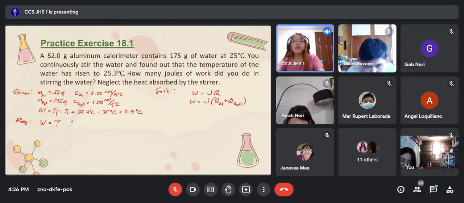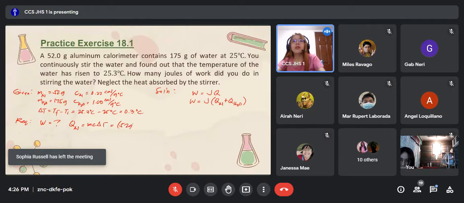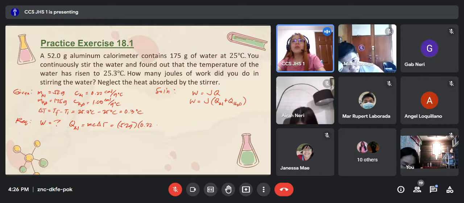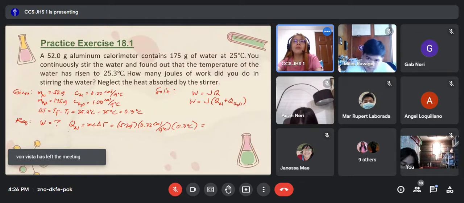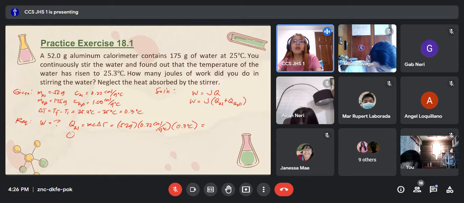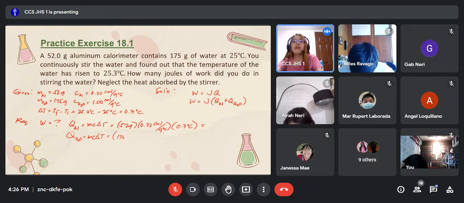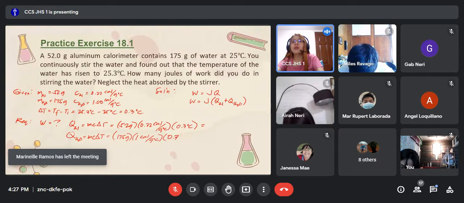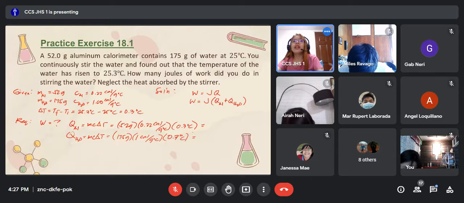To solve for the heat of aluminum, I will write it here. You use MC delta T. M is 52 grams for aluminum, and the specific heat of aluminum is 0.22 cal per gram degree Celsius. And our delta T is 0.3. So you can now get the value of Q, or heat of aluminum. And for the heat of water, you also use MC delta T. The mass of water is 175, then the specific heat is 1 cal per gram degree Celsius, and the change in temperature is 0.3. What is your answer for the heat of aluminum?